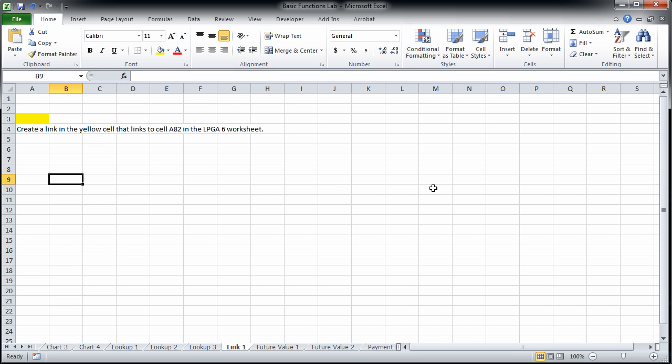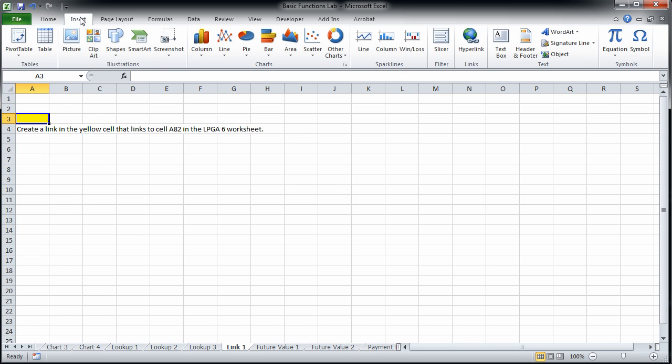So again, practice this. Make sure you can go out to YouTube, find a ton of other videos that support this if you're unable to really grasp the concept by the examples that I provided. It says, create a link in the yellow cell that links to A82 on LPGA 6. This is actually pretty easy, folks, once I show you how to do it.